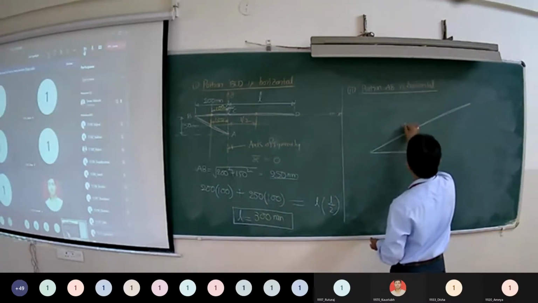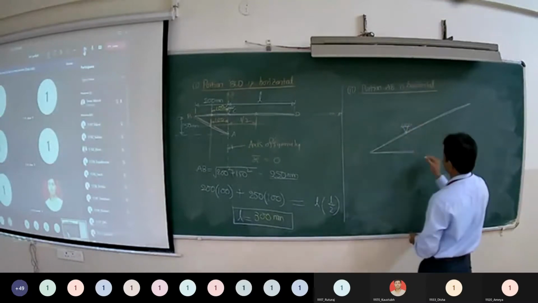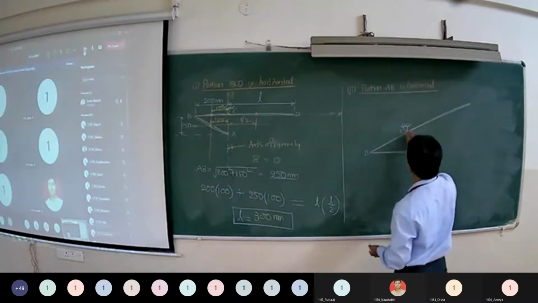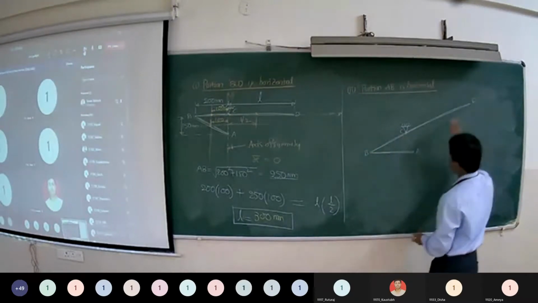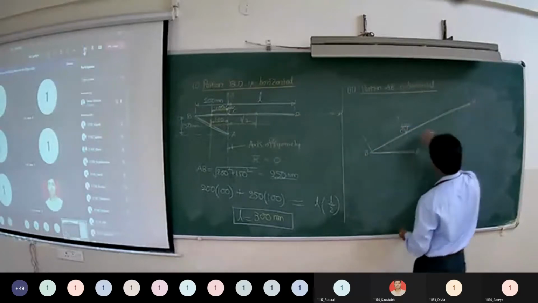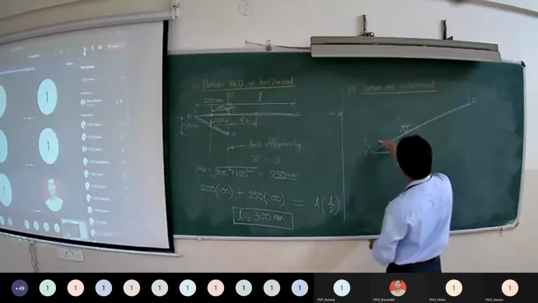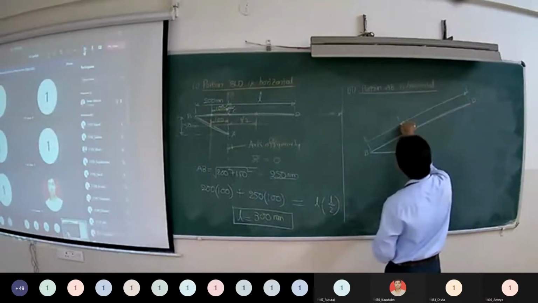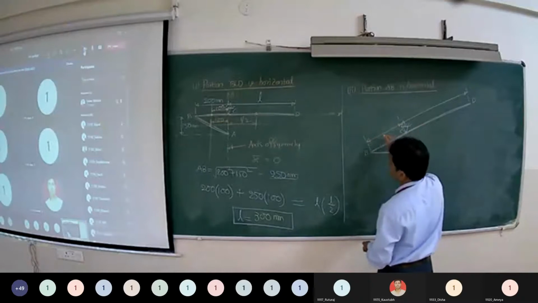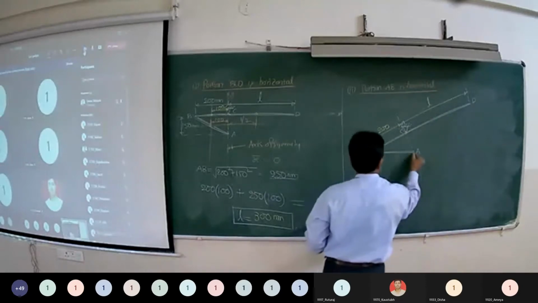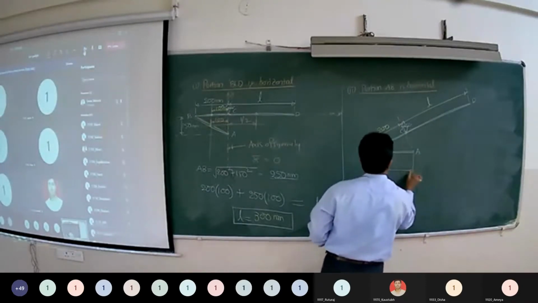Again, it is suspended from point C. We have this as A, B, C, D. BC is 200 millimeters, CD is L, AB is 250.